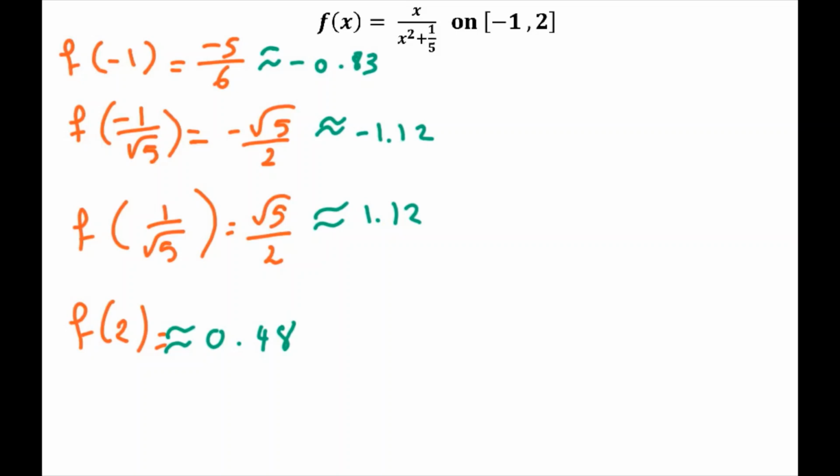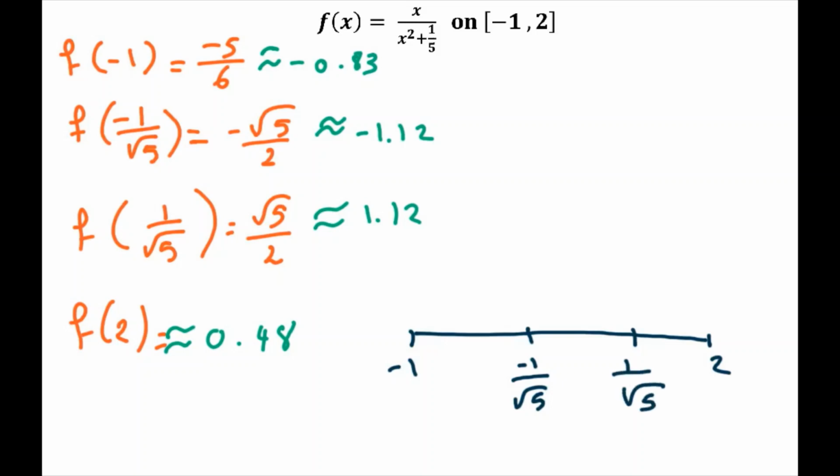Now we can draw the line. We have negative 1, we have 2, I have these 2 points, which is negative 1 over square root of 5 and 1 over square root of 5. Remember that we are going to choose points here, here, and here, and substitute in the derivative, not the original function. If you do that, you will get negative, positive, and negative. So what does that mean? Down, up, and down. This point here, minimum, maximum, maximum, and minimum. So I have two minimum, two maximum.